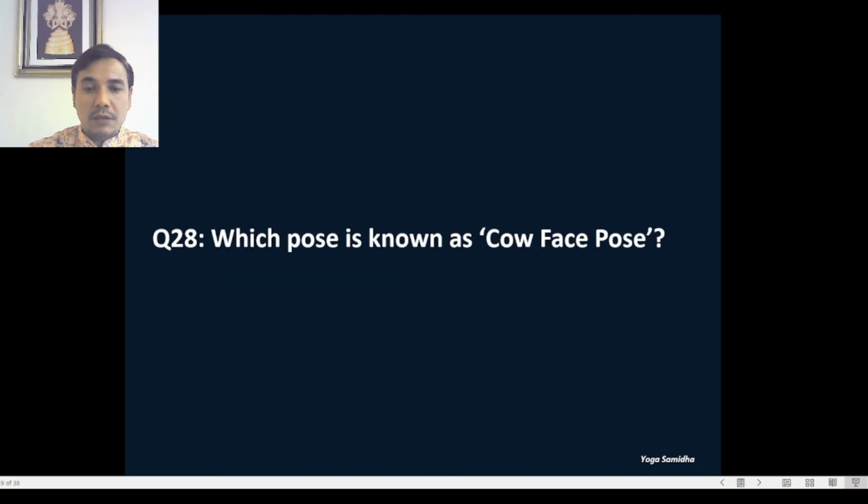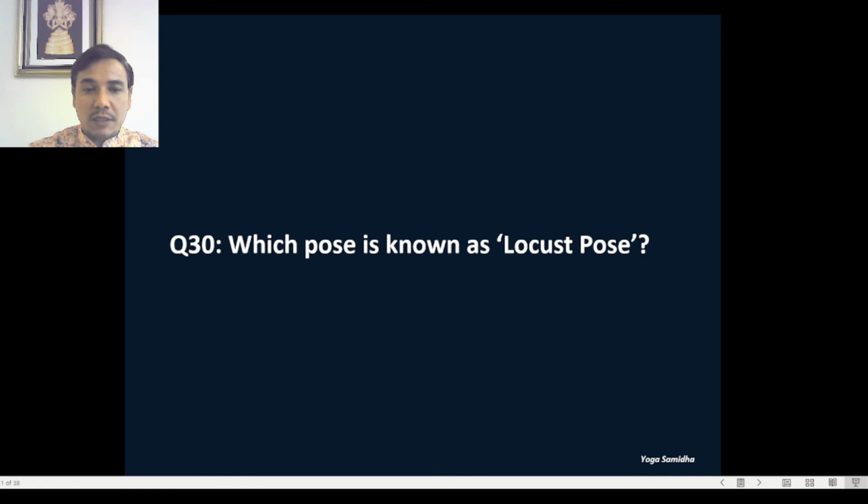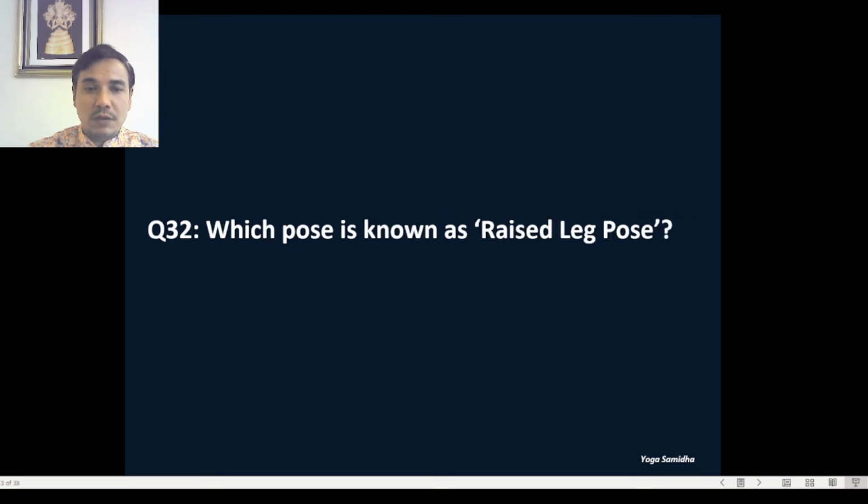Question 28th, which pose is known as cow face pose? Cow face pose. Question 29th, what is the Sanskrit name for crocodile pose? Crocodile pose. Question 30th, which pose is known as locust pose? Locust pose. Question 31st, what is the Sanskrit name for wind releasing pose? Wind releasing pose.